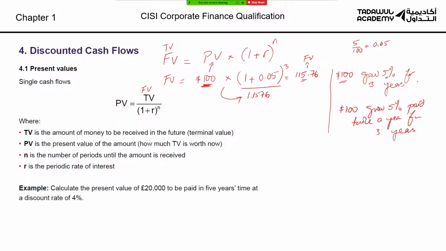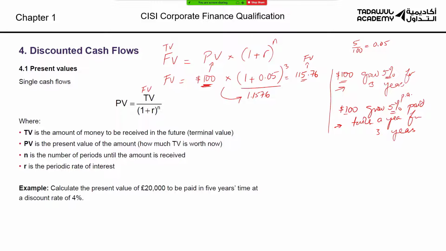So what's the difference between this one at the top and this one at the bottom? $100 will grow 5% for 3 years, and this one is 5% per annum. And this one, $100 will grow 5% paid twice a year for 3 years. This doesn't mean that you are going to get paid 5% twice a year. No. If we say 5% paid twice a year, it means 5% per annum, even if CISI doesn't mention it in the exam.